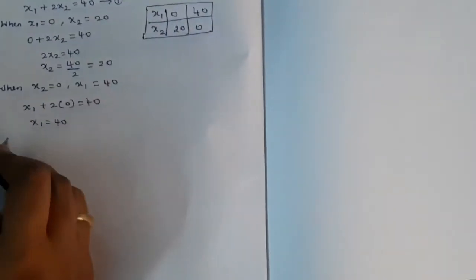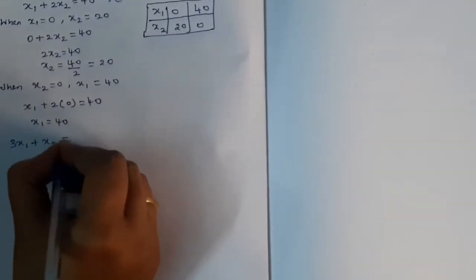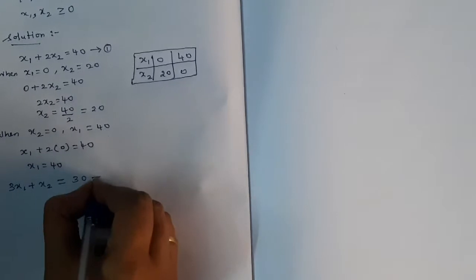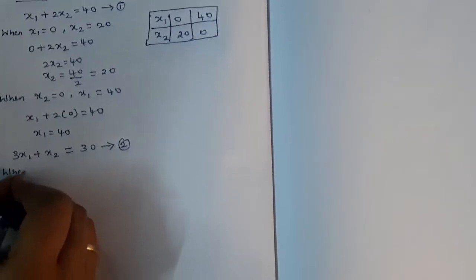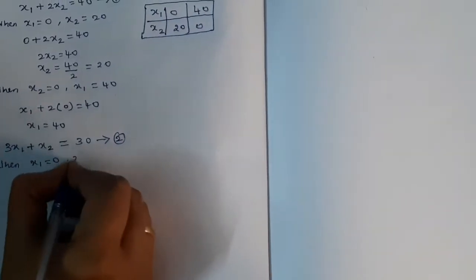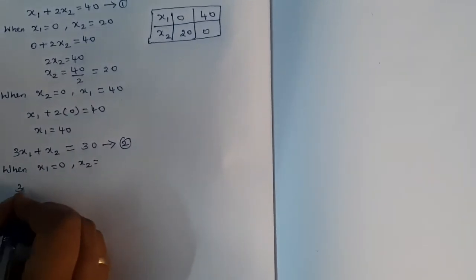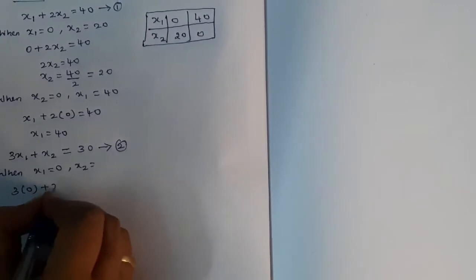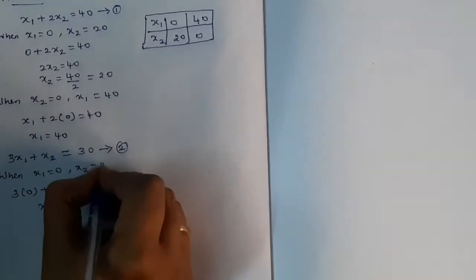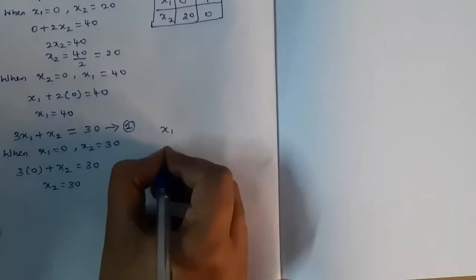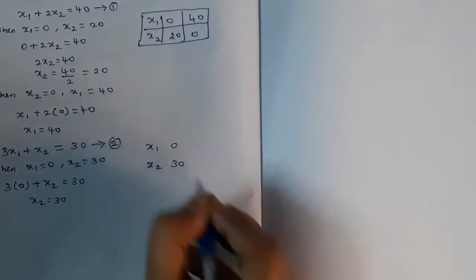Now take down the second constraint. 3x1 plus x2, convert to equation, so it becomes equal to 30. That is equation 2. Now consider x1 as 0 and find x2 value. So substitute x1 as 0 in the equation 2. So 3 into x1 is 0 plus x2 is equal to 30. So therefore x2 is equal to 30. So we get x2 as 30. So plot the table, here x1, x2. So when x1 is 0, x2 we have got 30.